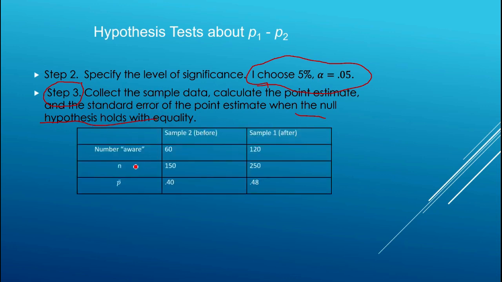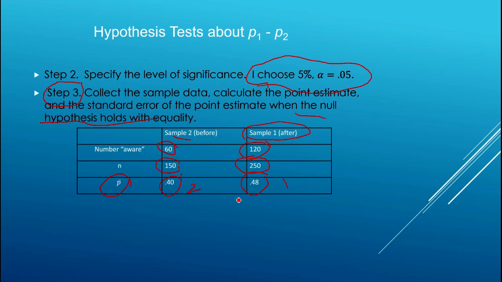So we go out and we sample before. We call that sample two. And we sampled 150 households. 60 said they were aware of the product. 60 divided by 150 is 40%. So P bar 2, right, that's equal to 0.4. Afterwards, what we're calling sample 1 here, we sampled 250 households. 120 claimed they were aware. That's 48%. So that's sample 1.